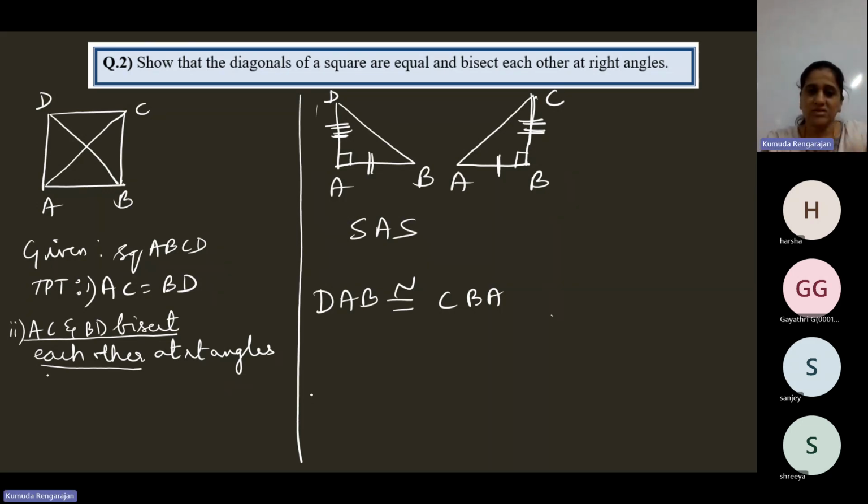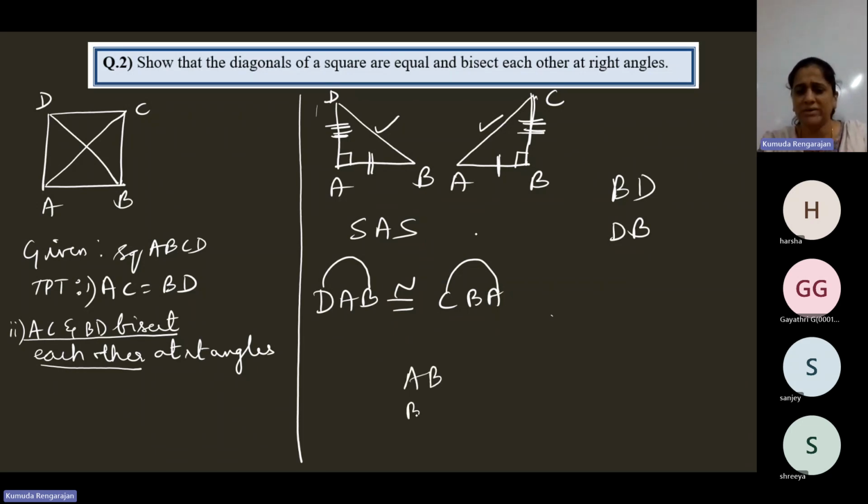Okay, they're congruent. So by CPCT, DB is equal to CA. DB is nothing but BD. They're not different. Sometimes you may have this question in your mind. BD and DB both are the same. Here the order is not important. That is a line segment. The line segment can be called AB or BA. Both are the same line segment.